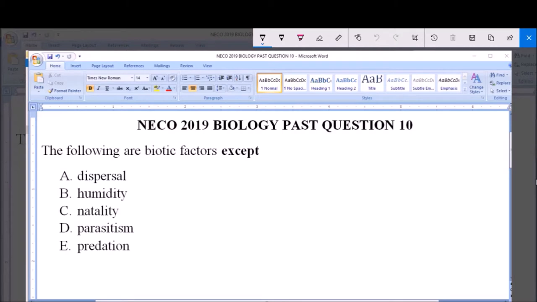The following are biotic factors except A. Dispersal, B. Humidity, C. Natality, D. Parasitism, and E. Predation. Biotic factors are the living components of an ecosystem. They are the living parts or components in an ecosystem.